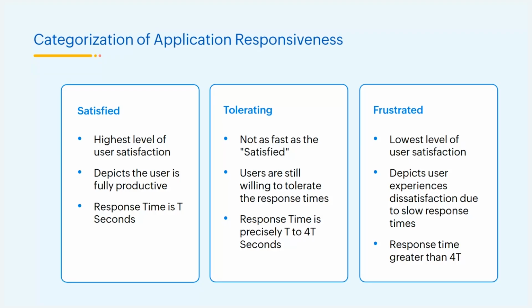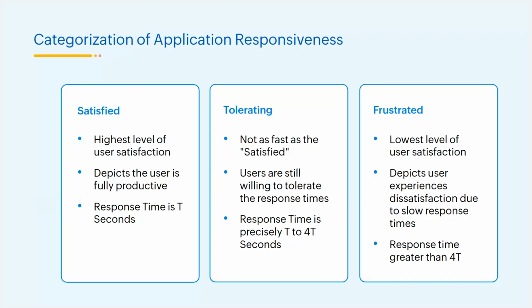The second one is tolerance. The tolerance category indicates that the application's response time is between the tolerating threshold and the satisfied threshold. So users in this category might tolerate the performance but may not be entirely satisfied, as they would be in the satisfied category.